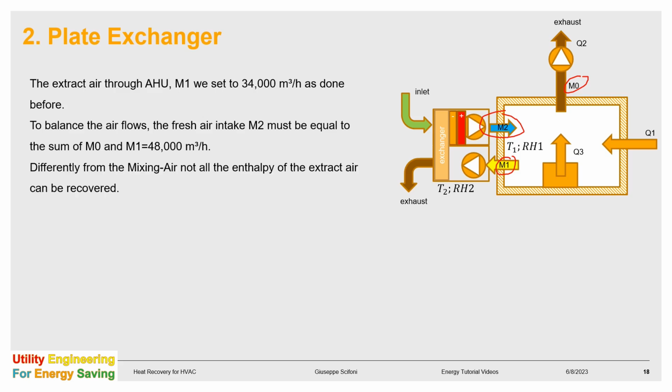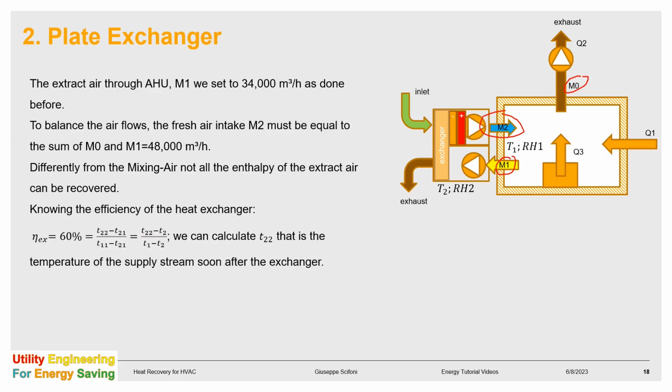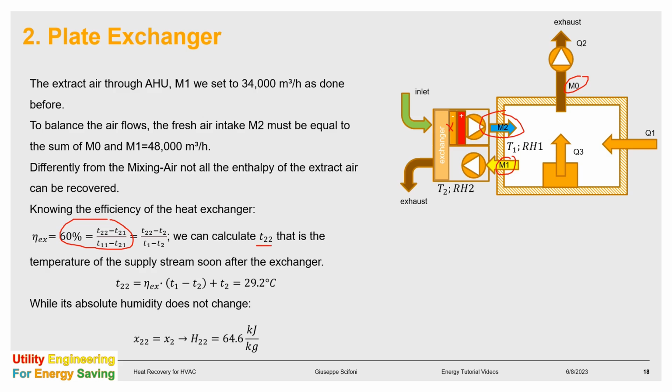Differently from the mixing air, in this case, not the whole enthalpy of the extract air can be recovered. Assuming the efficiency of the heat exchanger being 60%, we can calculate by means of this formula the temperature T22, that is the temperature of the supply air soon after the exchanger and before the coil in this position. We get 29.2 Celsius. Since its absolute humidity does not change with respect to the absolute humidity of the outside air, we can calculate the enthalpy H22 of the air after the exchanger, that is 64.6 kJ per kilogram.